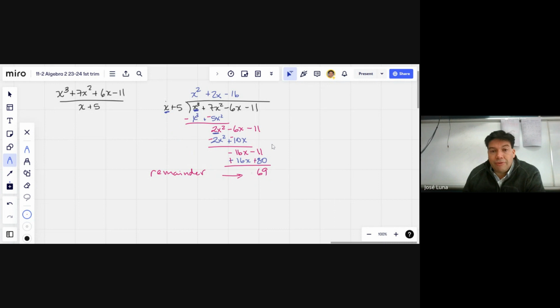Now we do put the remainder as part of the answer this way. 69 positive, so plus 69 over the divisor, x plus 5. And that's how that one is done. Let's try another one.